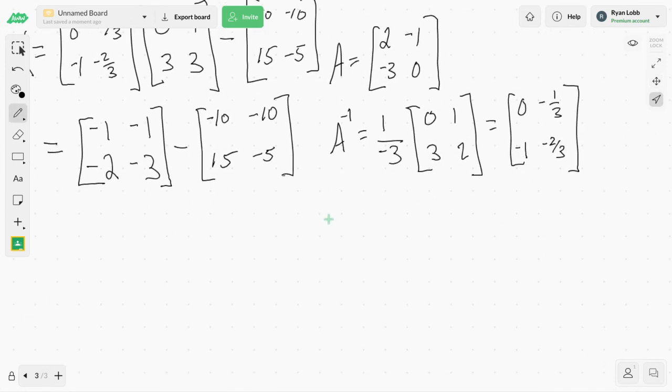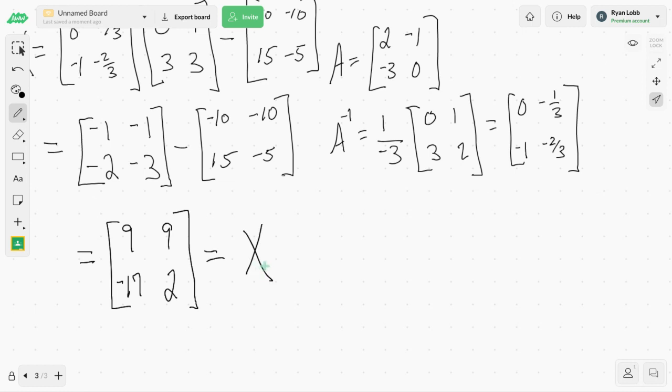And then lastly, subtract these two. -1 minus a -10, 9. -2 minus 15. -3 minus a -5, 2. All right, and then that's our solution. This is what that unknown matrix X is. So there we go. Done.